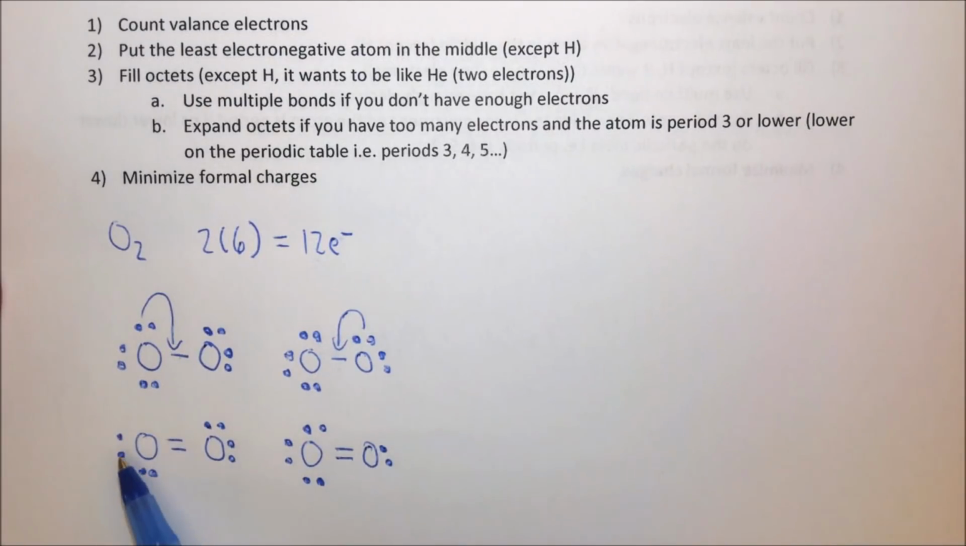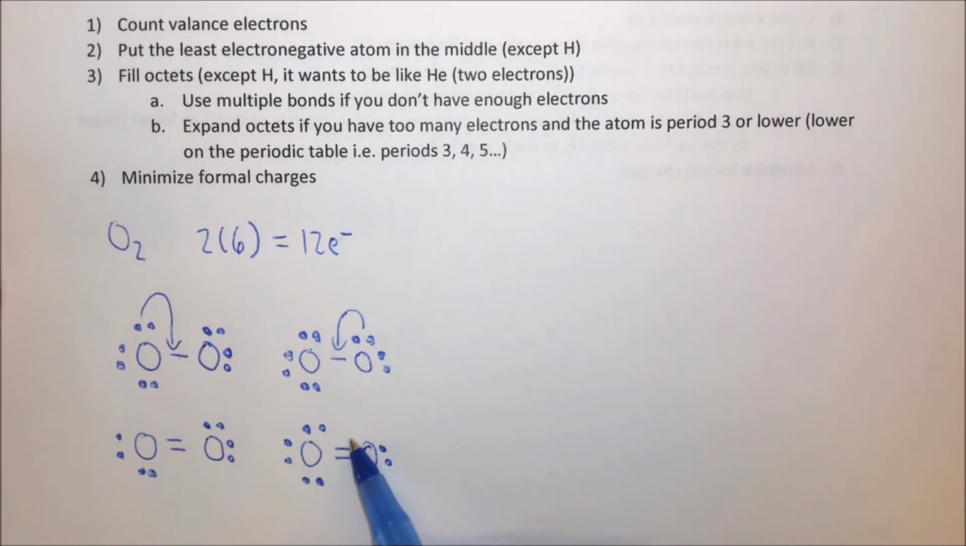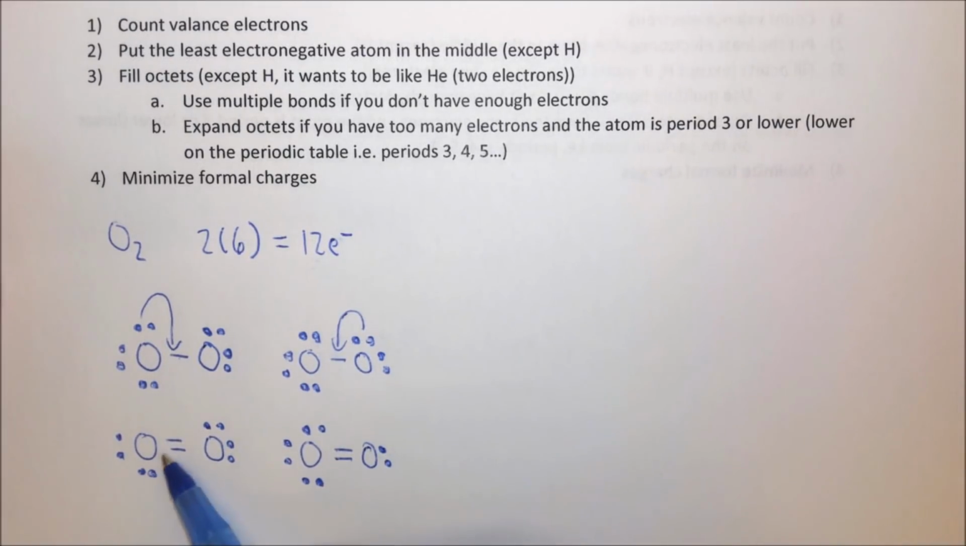Well, in the first case, there's 2, 4, 6, 8 electrons around this oxygen, and 2, 4, 6, 8 electrons around this oxygen. That's pretty good. In the second case, there's 2, 4, 6, 8, 10 electrons around this oxygen, which is actually a violation of the octet rule, which oxygen is too small to do. Instantly bad. 2, 4, 6 electrons around this one. This doesn't have an octet. So this choice is clearly the better choice.